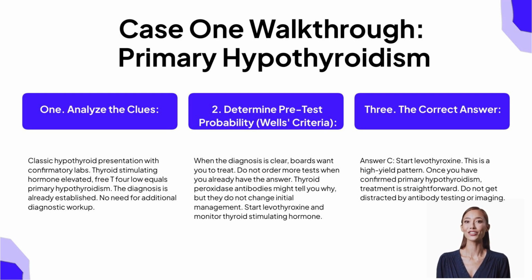Here is the test-taking strategy. When the diagnosis is already clear, boards want you to treat, not order more tests. Option D, measuring antibodies, would tell you the cause is likely Hashimoto, but it does not change what you do next. You still start levothyroxine. The correct answer is C. This is a common board pattern. Do not overthink it. When the diagnosis is made, treat.